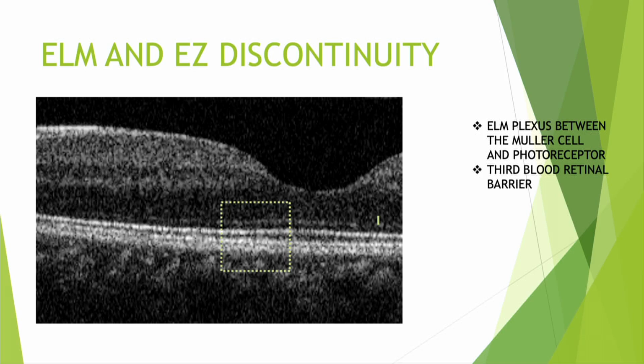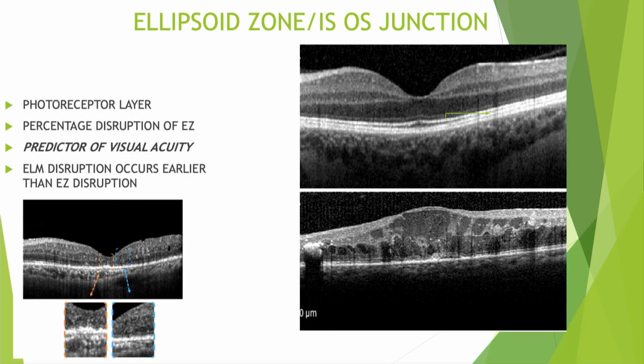The outer retinal layer continuity is another biomarker that has got prognostic significance. You look at the external limiting membrane, which is actually the plexus between the Muller cells and the photoreceptor cells. And whenever the external limiting membrane is disrupted, fluids start entering into the outer retina. And these disruptions in the external limiting membrane are associated with disruptions in the ellipsoid zone.